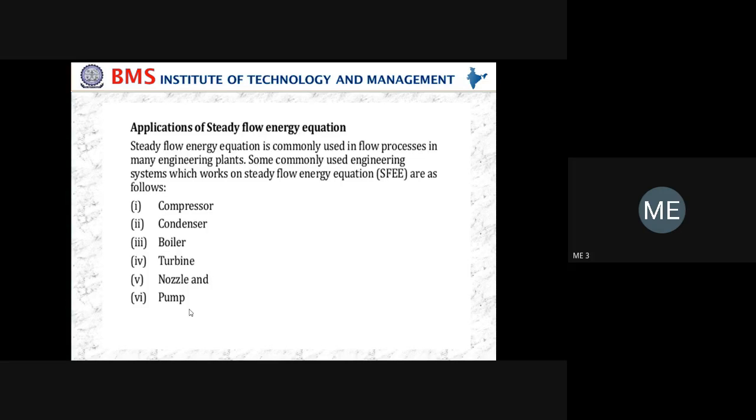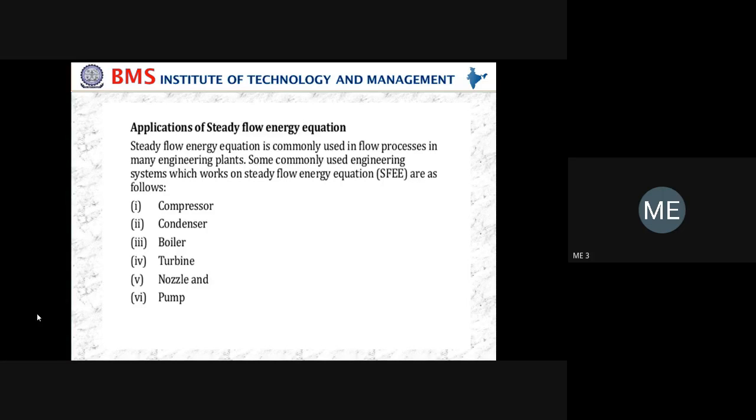And pump. Pump is another important mechanical device, mainly used to lift the water or any working fluid from a lower level to a higher level. Once again, it is a work absorbing device, so W is negative. It is opposite to that of the turbine. It is a work consuming device.